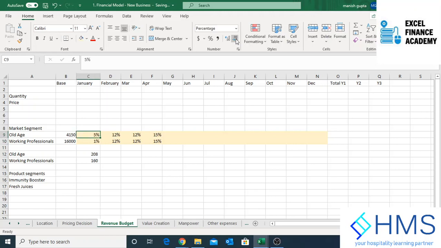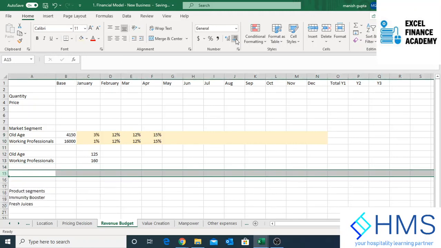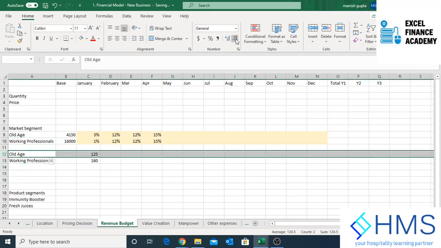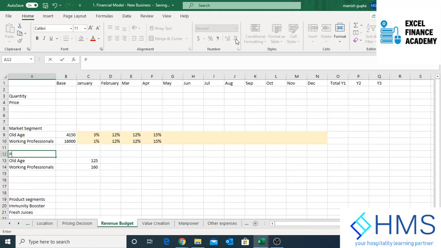But in reality you may not be able to carry out 100% market capture in the first month. There may be other competitors as well. Once you open up, there will be more people coming in. So this is your market segment, and then you will be having capture per day, and then you will have per month.